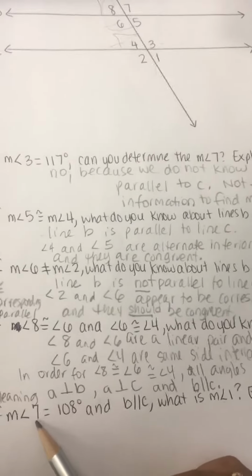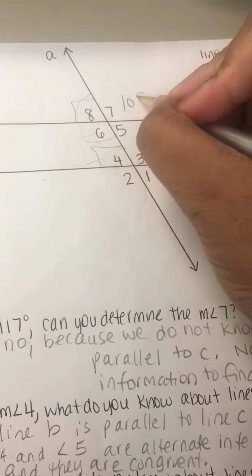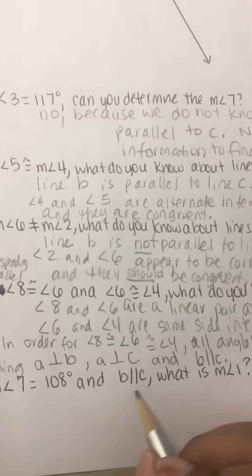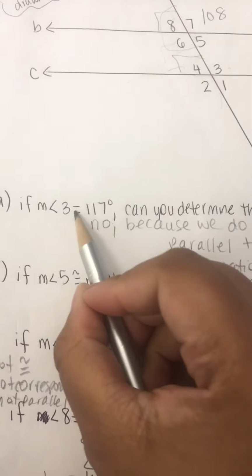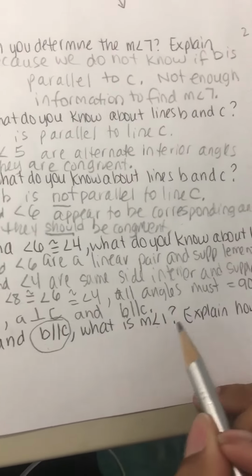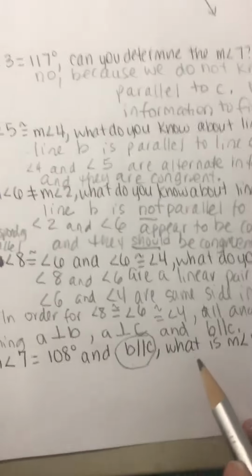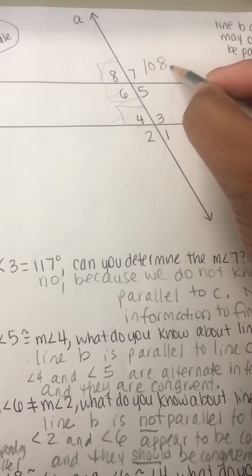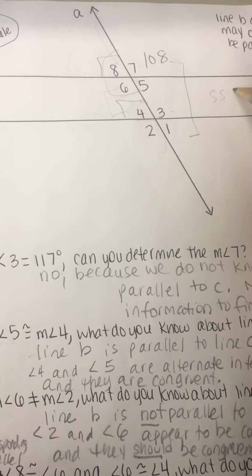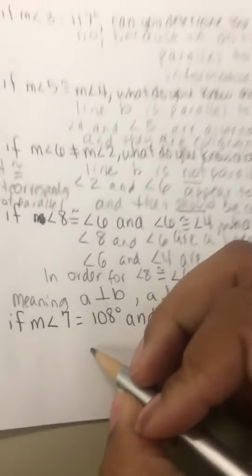All right, and the last question on your test said something like this. I wrote, if the measure of angle 7 is 108, and B is parallel to C. That's the main thing you should have been looking for. Number 1 did not have anything about parallel. So, and B is parallel to C. What's the measure of angle 1? Explain how you know. Well, because they're parallel, 1 and 7 are going to be same side exterior angles. Okay, so you have to say that.